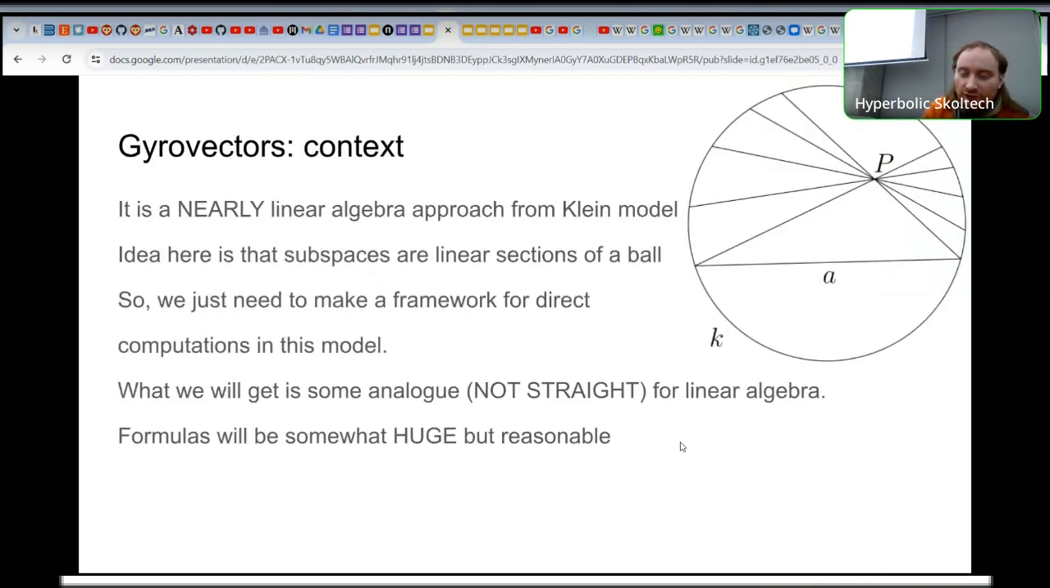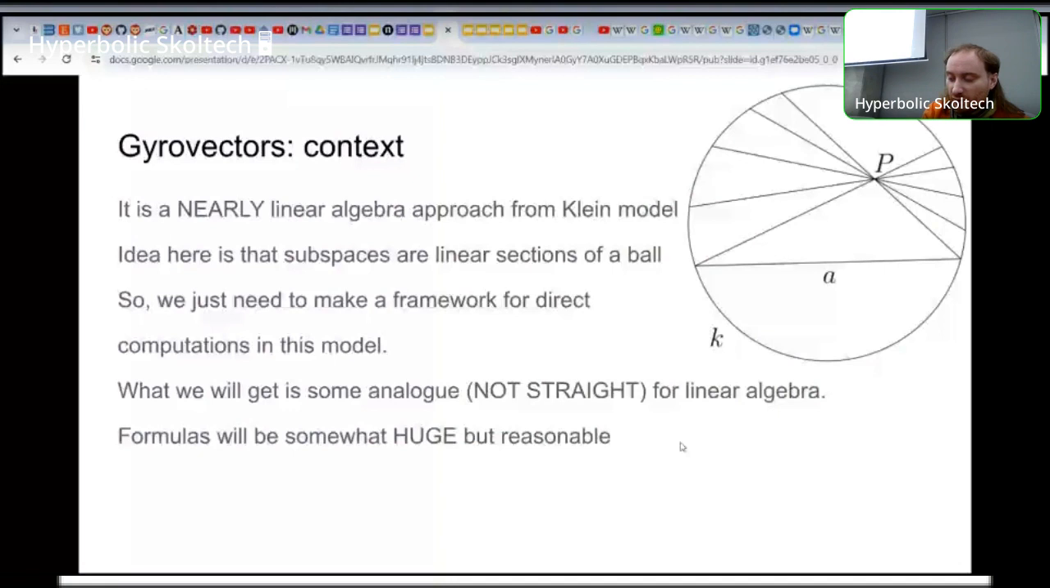So context here: the idea for these computations came from three things: from Einstein's relativistic theory, and from the Klein model, which is about lines in a ball. So your subspaces are just linear sections of your ball, and thus they are subspaces.